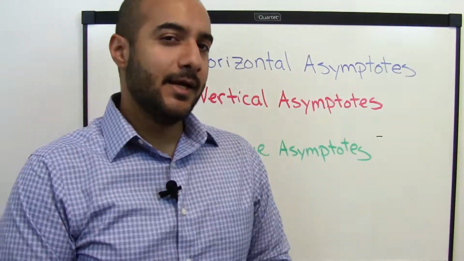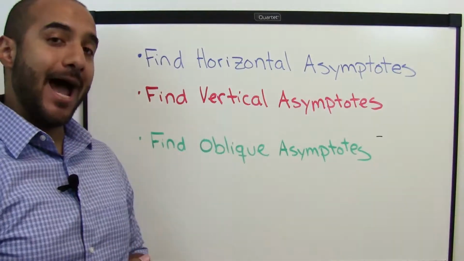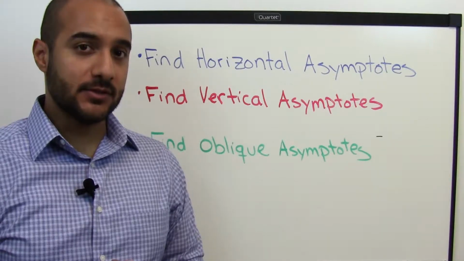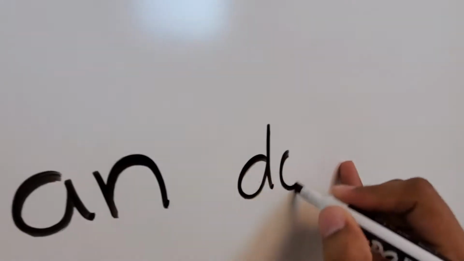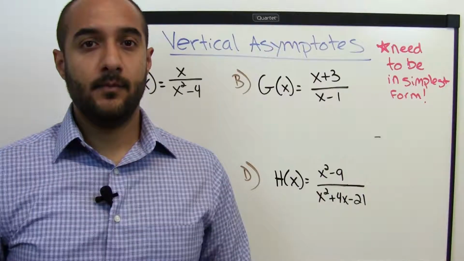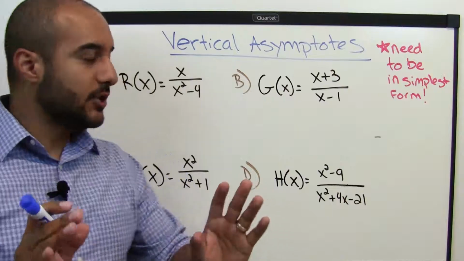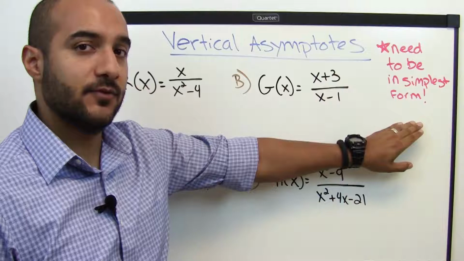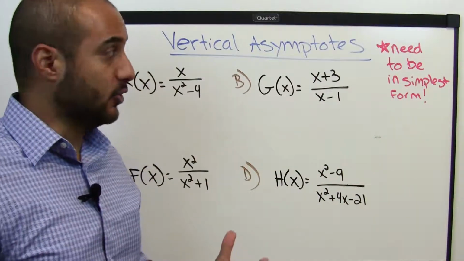Hello, welcome back. In today's lesson, we're going to find the horizontal asymptotes, vertical asymptotes, and oblique asymptotes of our rational functions. Okay, so to find our vertical asymptotes, the very first thing you need to write down and remember is that to find these, they need to be in simplest form. So your rational functions need to be in simplest form before we can look for them.